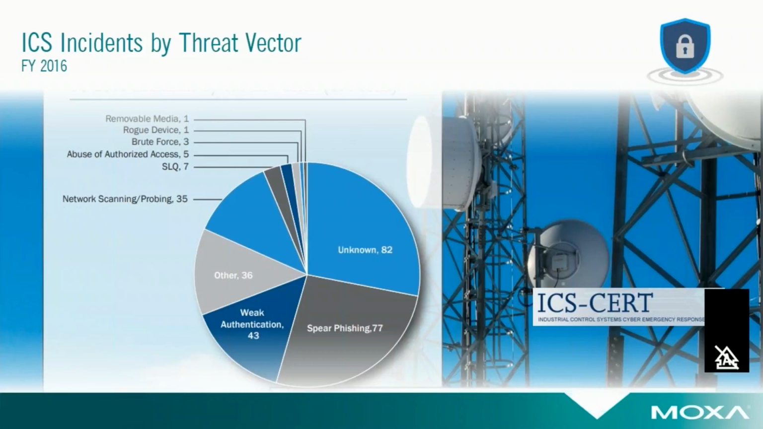So looking at the types of threats reported in the 290 incidents that were reported in 2016, we see that phishing, weak authentication, and network scanning were some of the top threat vectors. But another thing to note was that for 28% of the incidents that were reported, there was not enough information to determine the source of the threat. And that's kind of scary.